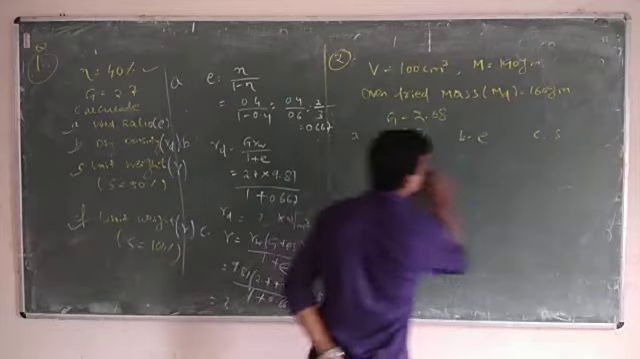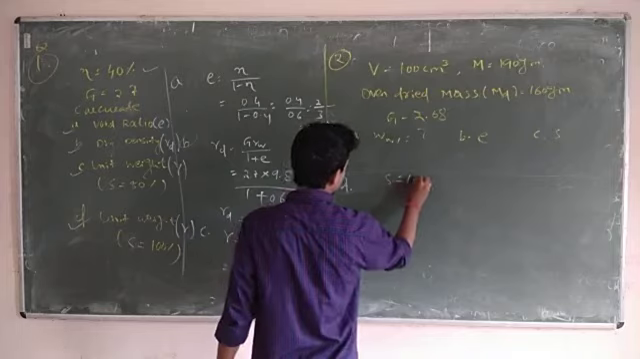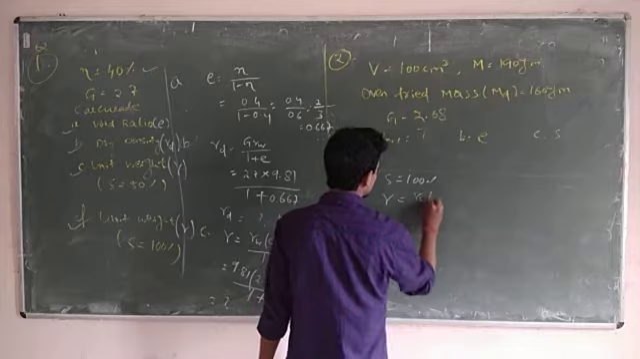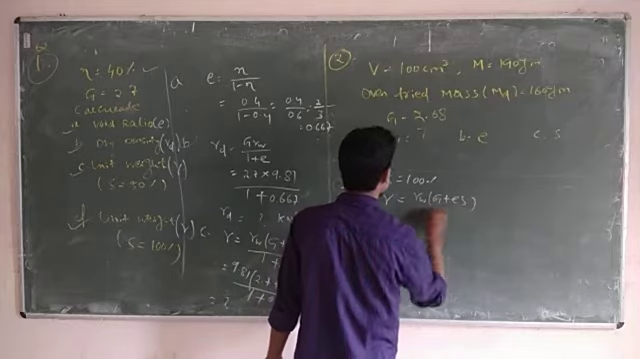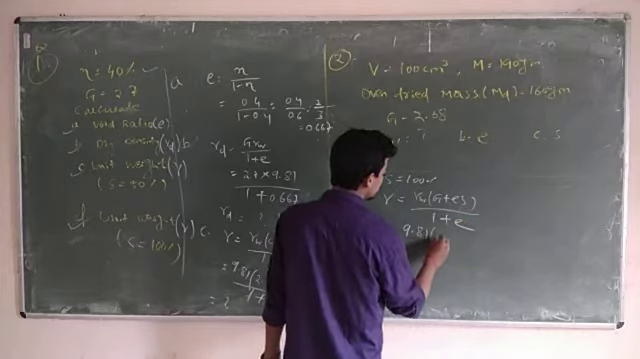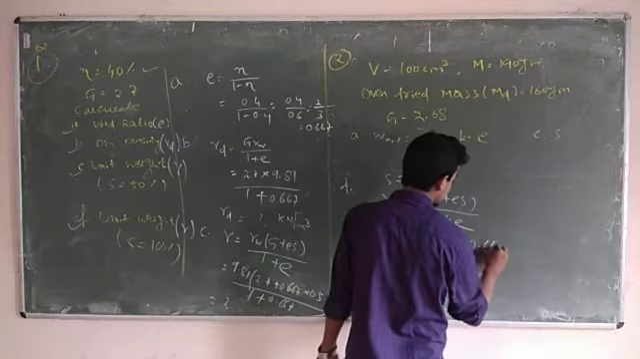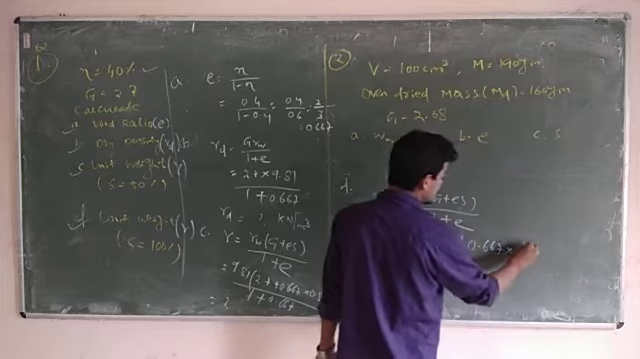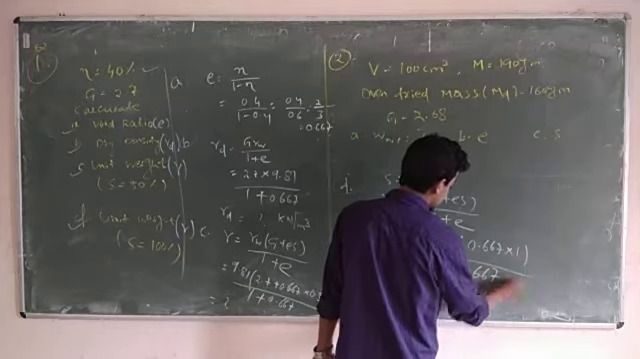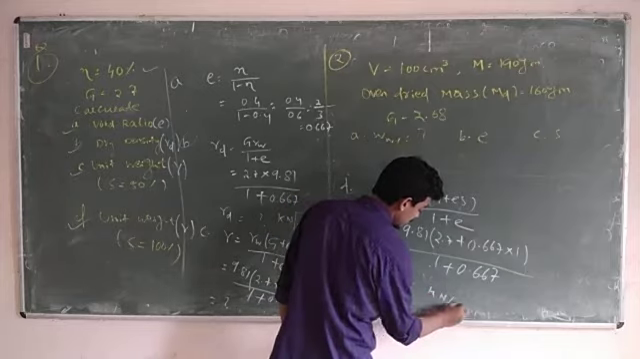Okay, next for D, when S equals 100%. Put the same formula: gamma equals gamma w into (G plus eS) by 1 plus e. So put it here: 9.81, G is 2.7 plus e is 0.667, S is 100%, so I am putting 1, by 1 plus 0.667. Whatever value comes here will be your gamma value.